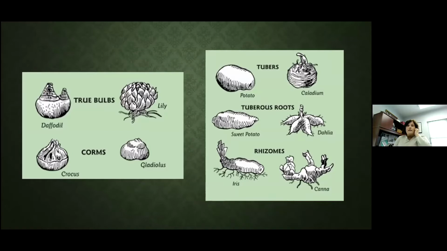And here we have some examples of them. You have your true bulbs that are like your daffodil, even lilies, but then we also have corms, tubers, tuberous roots, and rhizomes. Now today I will be talking about some of the geophytes. We're actually going to be talking about true bulbs, and I think there's 2 corms thrown in there that I'll be talking about with you.